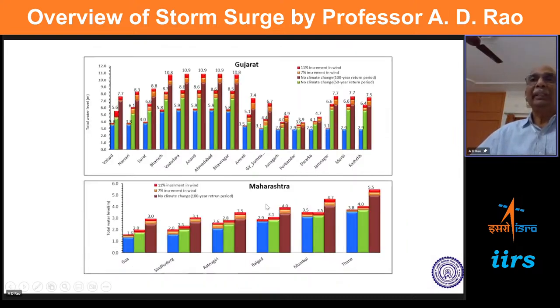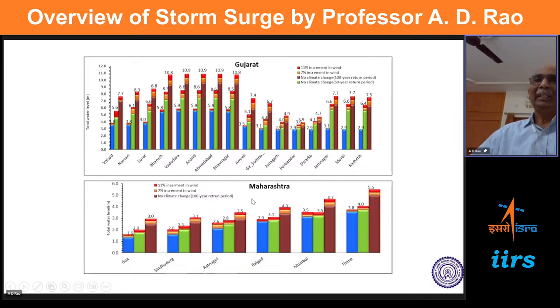Similarly on the west coast, I did only for Gujarat and Maharashtra, presuming that Kerala and Karnataka are not that much affected. You can see that in Gujarat, there are some pockets, Gulf of Khambat and Gulf of Kutch, where you expect the tides to be very, very large. Therefore, the total water elevations can reach up to 10 meters, 11 meters. So it is very important in that region. But Maharashtra is not that much, it will go up to 4 to 5 meters.